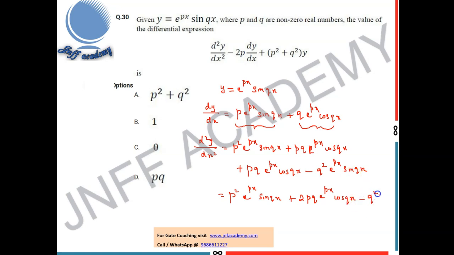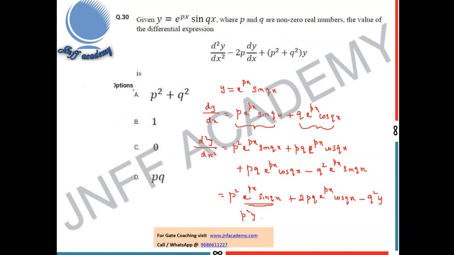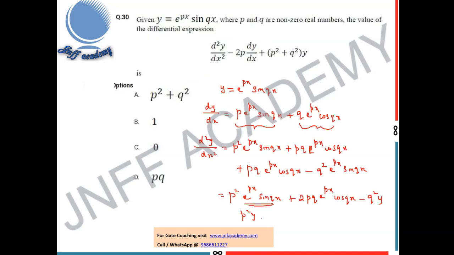minus q square, this e power px sin qx is y, this is also y, so you can replace, this is p square y. Okay, now come to the differential equation, that is d square y by dx square. So what is d square y by dx square? This is the equation, d square y by dx square minus 2p dy by dx plus p square plus q square into y. This is equal to d square y by dx square, p square y plus 2pq e power px cos qx minus q square y. This is d square y by dx square.